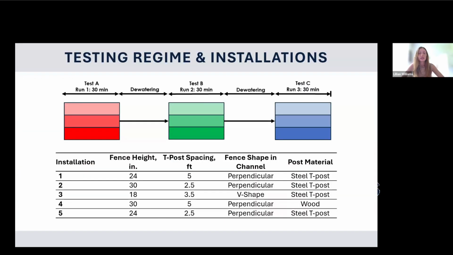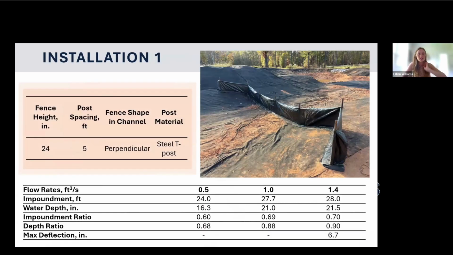And so we came up with a very similar testing regime to the silt trap, where we had the 3 tests, but each of the shades, as you can see, was a different flow rate. This is because we wanted to make it structurally sound, so we needed to increase that flow rate. And then the 5 installations that we have identified change only 1, maybe 2 of the different factors of the fence. So our first installation was 24 inches high.